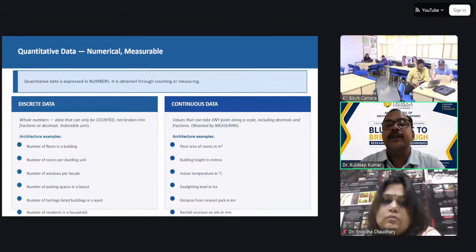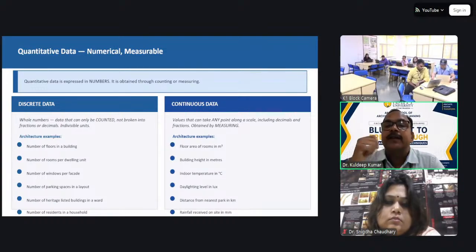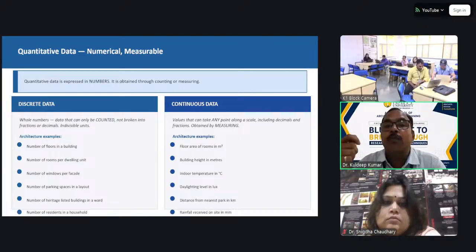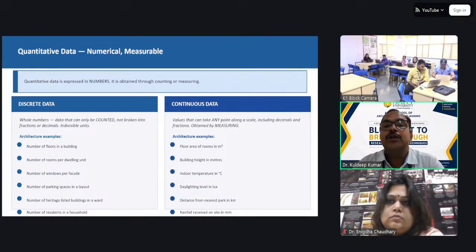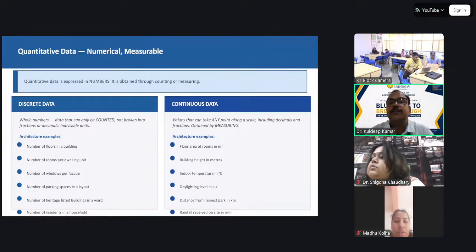Let's see the quantitative data. Unlike qualitative data, it is expressed as numbers. It is obtained through counting or measuring, and it answers how many, how much, or how far. Quantitative data is numerical in a meaningful way. You can perform arithmetic calculations, find averages and correlations, and apply a full range of statistical techniques.